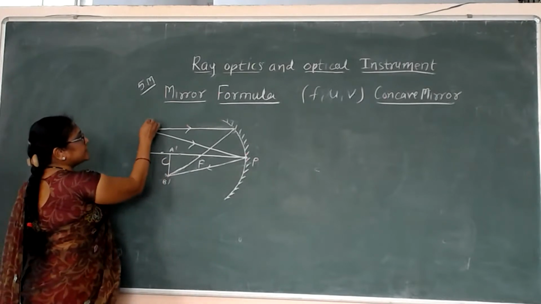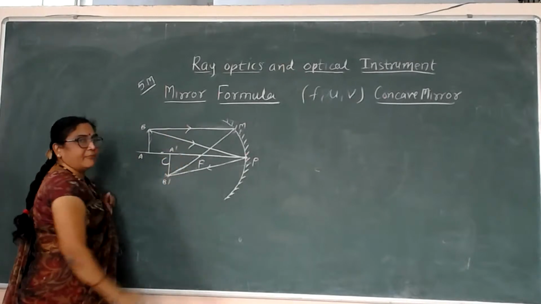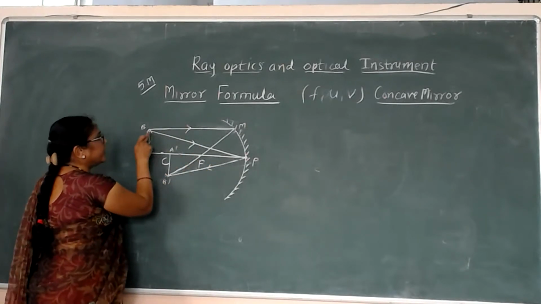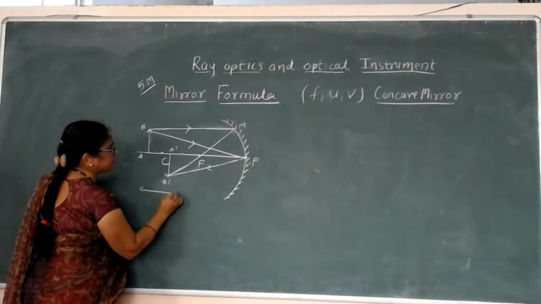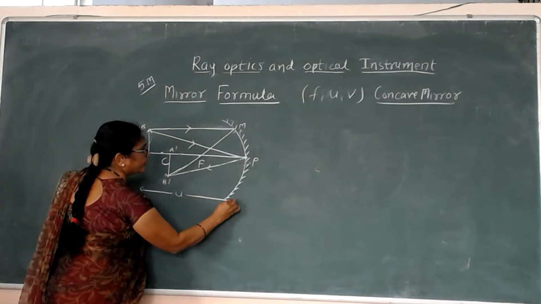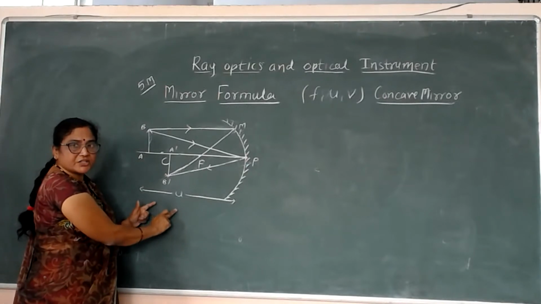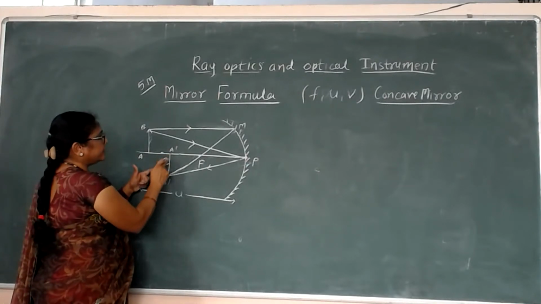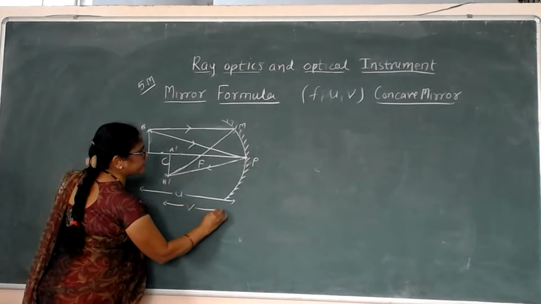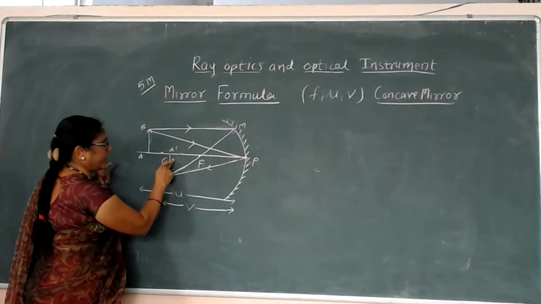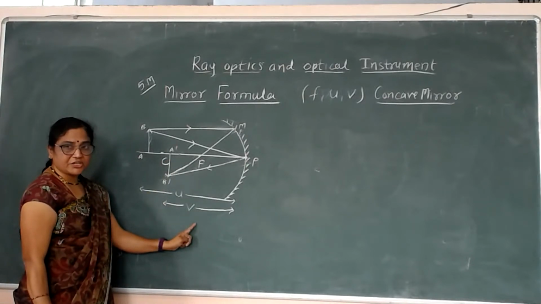Suppose this point is named M. From the pole to A, that is P to A, this distance is known as the object distance U. Here the image is found. This distance, from P to A dash, is known as the image distance V, that is the image distance.